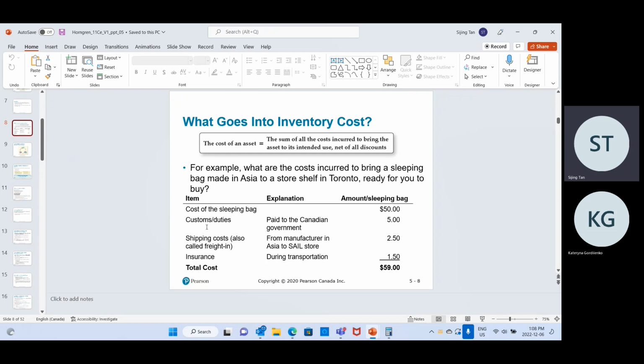Then we have customs duties, right? Those are paid to the Canadian government. There's the shipping cost, which we also call freight-in. So you have the shipping from Asia to Canada. Then there's insurance, right? During the transportation, there's insurance, $1.50 per sleeping bag. So we add up all the costs, $59. That is the total cost of an asset.